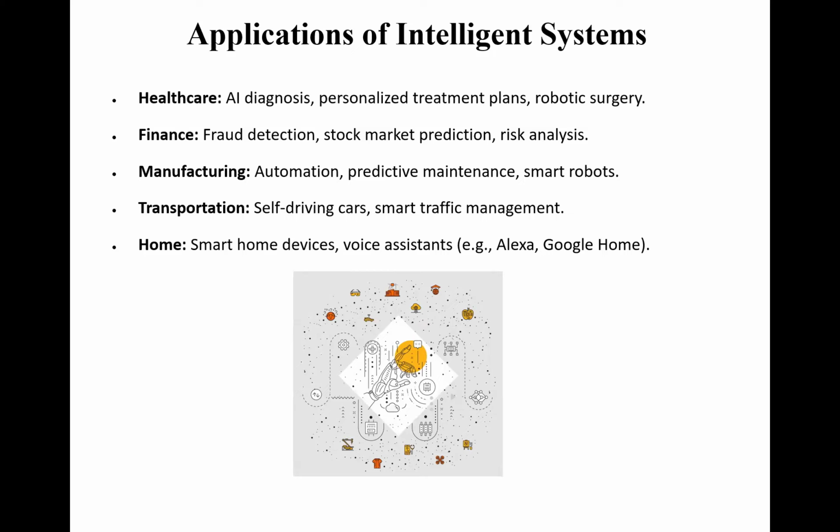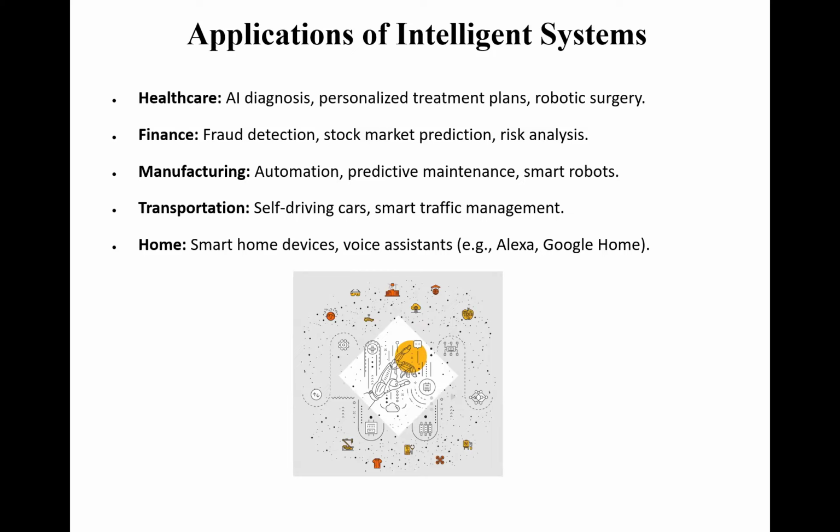Second one, finance. Nowadays, we are using fraud detection, cryptography, blockchain, security, stock market analysis, and risk analysis. That is finance. Then the next one is manufacturing. Nowadays, we are using different manufacturing units. How can we manufacture a perfect robot? How can we manufacture a perfect machine? How can we manufacture a smart robot? That robot must hold a perfect intelligence integration system.